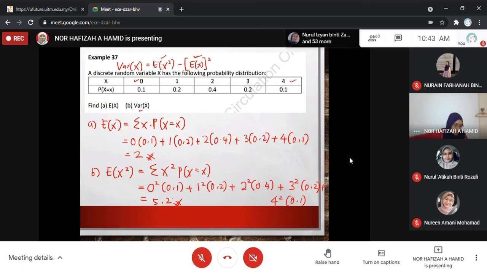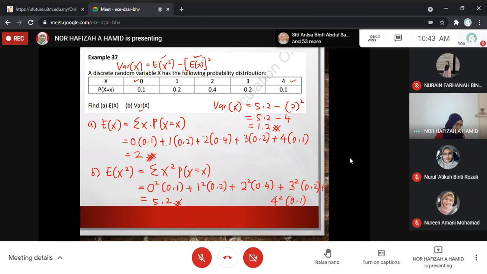So you get 5.2. Okay, so you already have E(X) and E(X squared), then we calculate the variance. To calculate variance, it is equal to E(X squared). For E(X squared) we already have 5.2 minus E(X). E(X) we have is 2, then you need to square the E(X). So the square is only for E(X). Then you will get 5.2 minus 4, and we get the final answer equal to 1.2. Okay, so this is the answer for the variance. The variance is 1.2, the mean is 2.